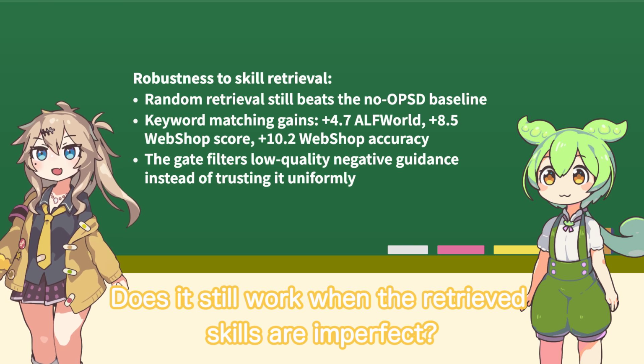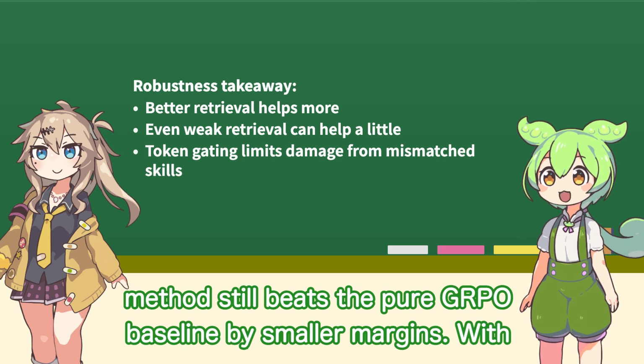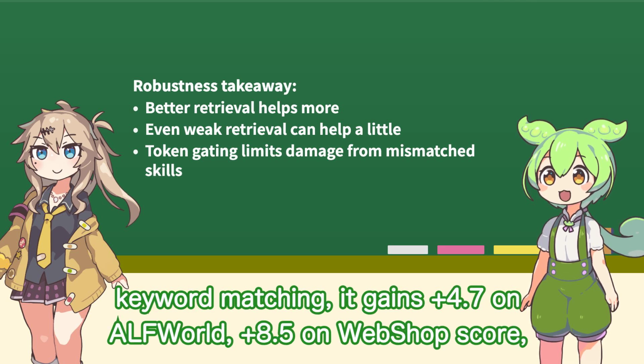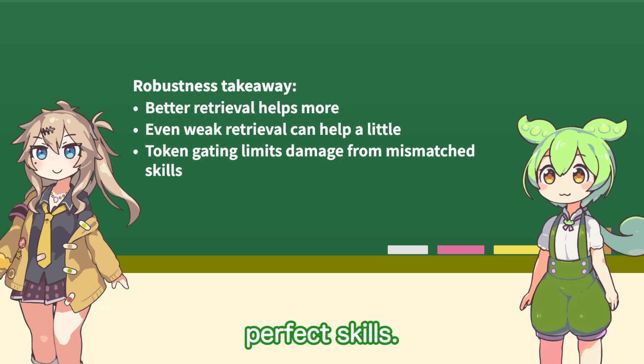Does it still work when the retrieved skills are imperfect? That is one of the more practical findings. With random retrieval, the method still beats the pure GRPO baseline by smaller margins. With keyword matching, it gains 4.7 on ALFWorld, 8.5 on Webshop score, and 10.2 on Webshop accuracy. So the method is not simply relying on perfect skills.